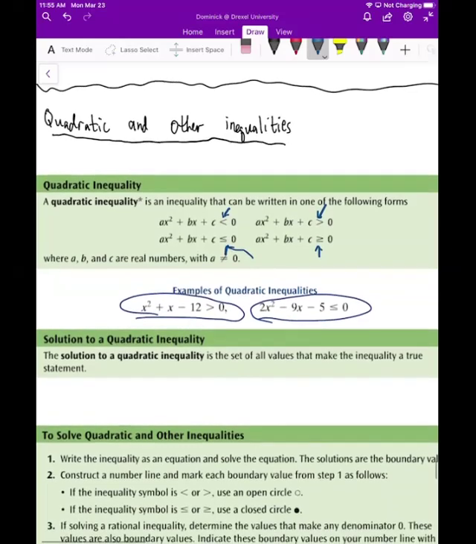Now, what we're essentially looking for is the solution to a quadratic inequality, and that is just going to be the set of all values that make the inequality a true statement, right? In most cases, this set of values will be an infinite collection of values. So we need to be comfortable expressing our answers in interval notation, or equivalently, on a number line as well.